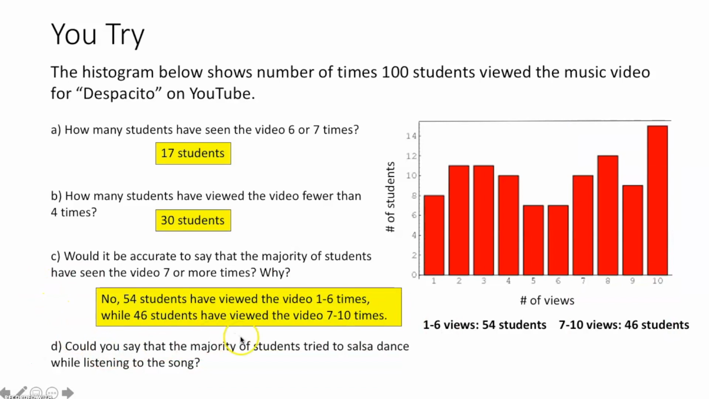Lastly, could you say that the majority of students tried to salsa dance while listening to the song? There's no information from that table that would allow you to say that, but you definitely did.